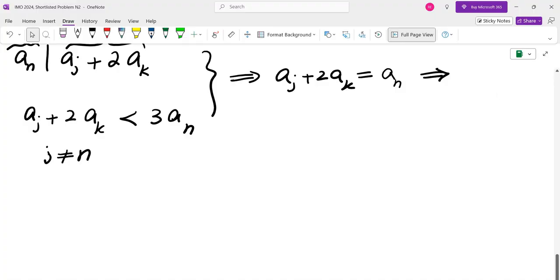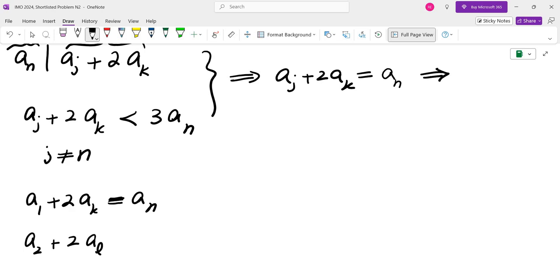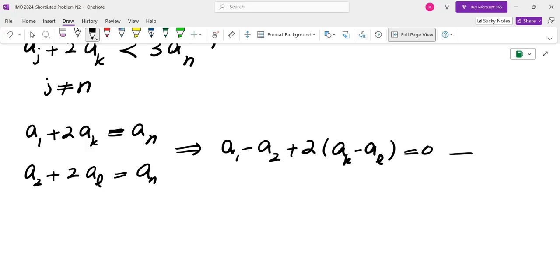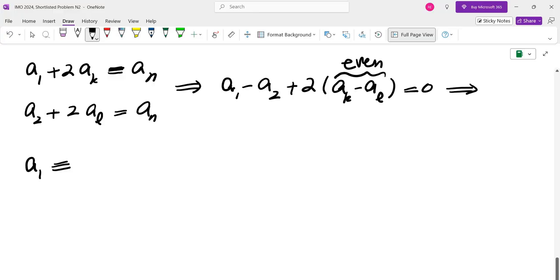Now I can write this down for other J's also. So for example, A1 plus 2AK is equal to AN, but so is A2 plus 2 some AL. That's also AN. So if I subtract these two, I would get that A1 minus A2 plus twice AK minus AL is equal to 0. But this is even. So what does this mean? It means A1 is congruent to A2 mod 4, because AK minus AL is even.